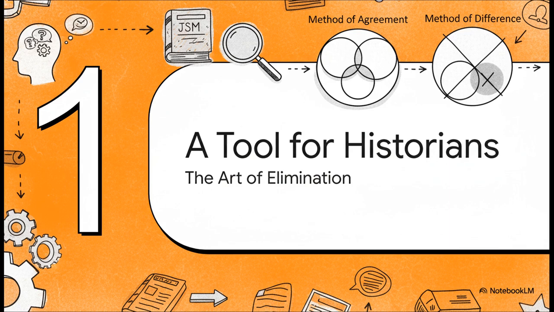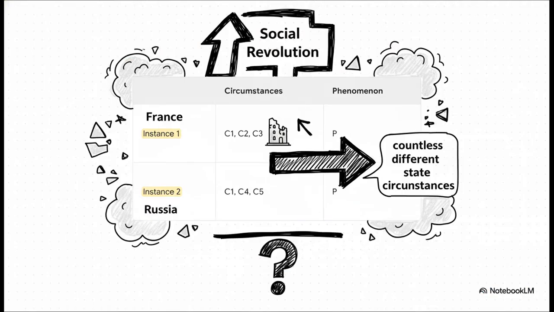Researchers like the amazing sociologist Theda Skocpol use something called Mill's methods of agreement and difference. Now, the guy who came up with them, John Stuart Mill, he thought they could discover and prove causes. But here's the twist. Modern researchers use them for something much more specific, and honestly, way more powerful: the art of elimination.